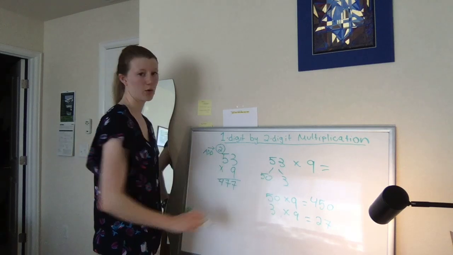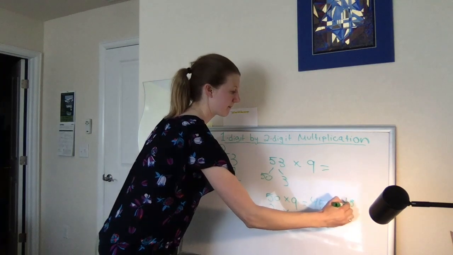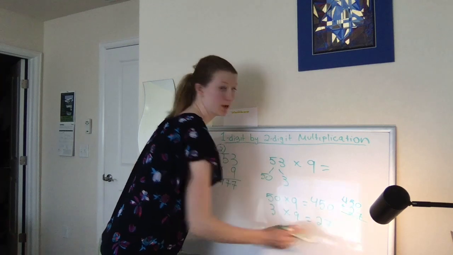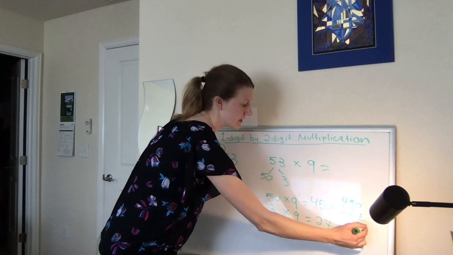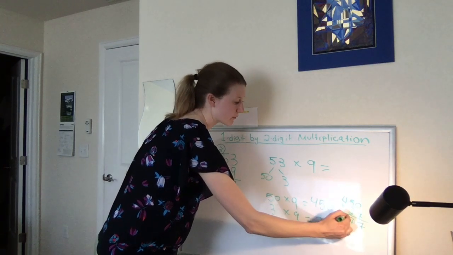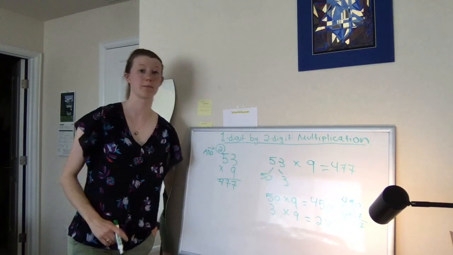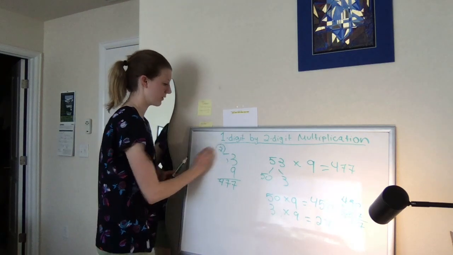Okay, so let's check our work with the numbers we have over here. 450 plus 27. We've got 7 plus 0 is 7. 2 plus 5 is 7. Bring down the 4. We got 477. So because I checked my work, I know that I'm right. Okay, let's practice with another one.